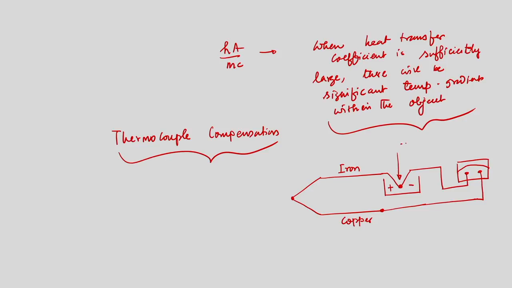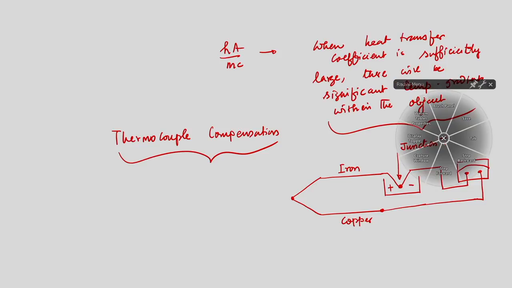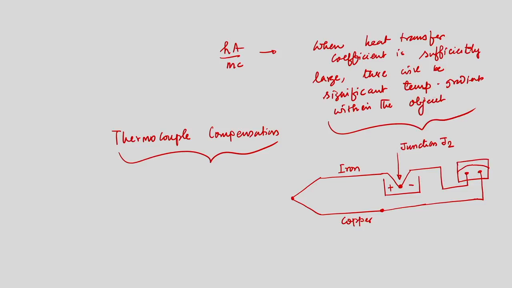so this is one junction, say J2, this is the voltmeter, this is the ice water bath, and this is junction J1, this is the hot end, and this is the cold end. We have discussed in one of my previous lectures that there are three important effects, and these effects can be exploited to develop temperature measuring instruments.